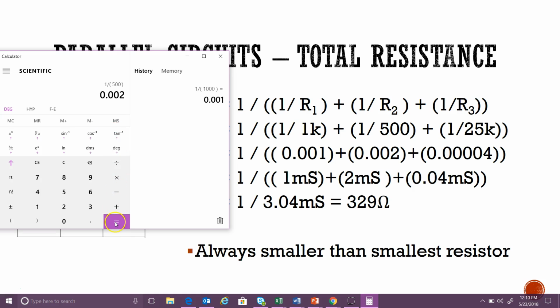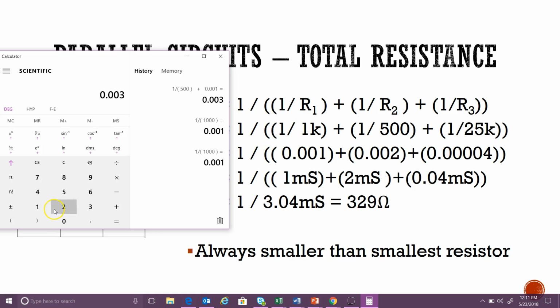I don't think it did that right. Let me try that again. So I've got my 1K, 1 over that. I'm going to store that in memory. I think I'll just use a recall. Alright, so then I've got 500 and 1 over that. And I'm going to add that to what's in memory, get my answer, and store it again.